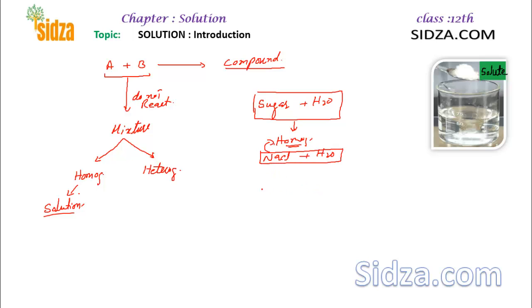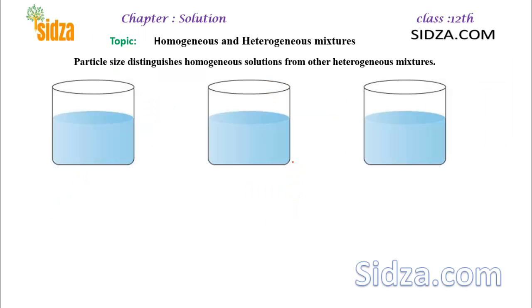But if you mix sand with water, we again get a mixture, but it's not homogeneous, it will be a heterogeneous mixture. But what actually is a heterogeneous mixture? What is the difference between homogeneous and heterogeneous mixtures? Primarily, the difference is the size of the particle. So particle size distinguishes between homogeneous and heterogeneous solutions.